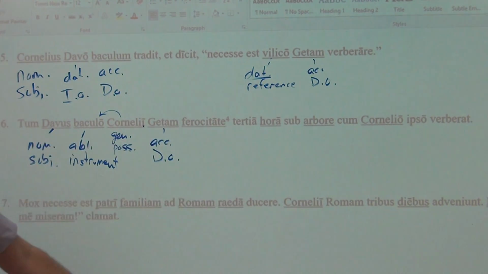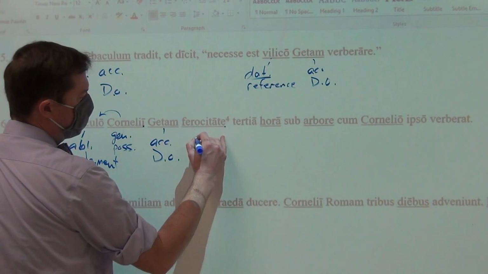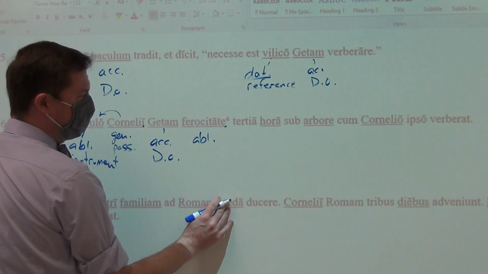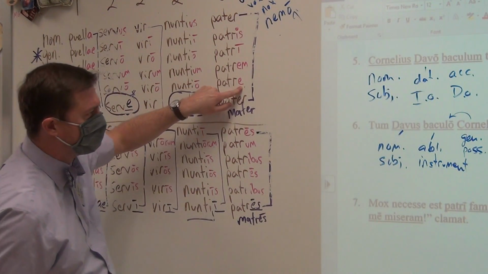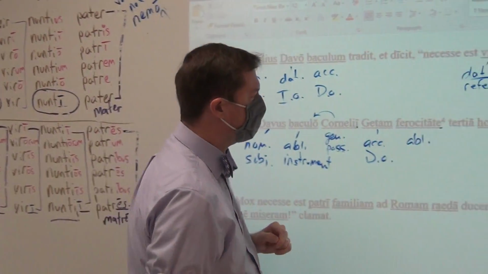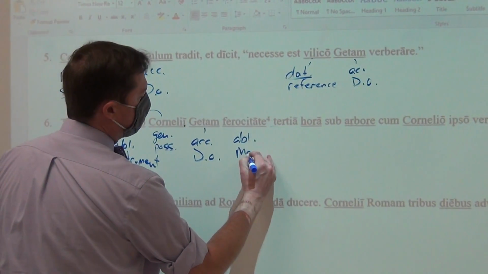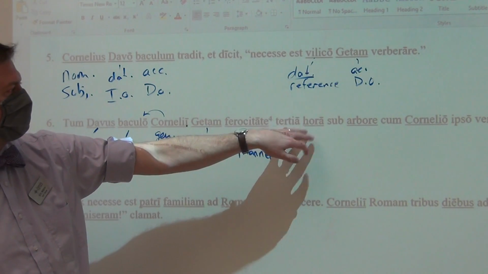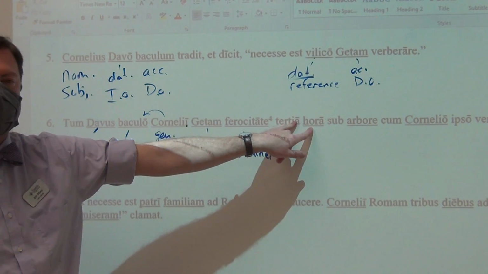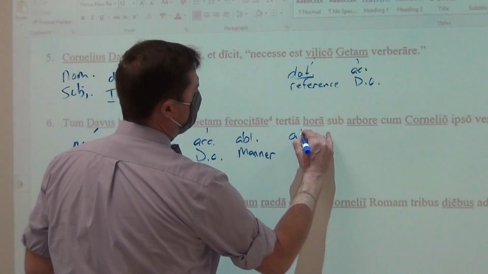Ferocitate, which is glossed at the bottom, ferocity, and it's in the ablative. So it is your ablative, you can tell by the form, that E, you can see over here the third declension, patre, arbore, ferocitate, and it is the ablative of manner. It is the abstract quality. This is the word third, that is obviously ablative, by, with, because of, from, in, on, at the third hour.